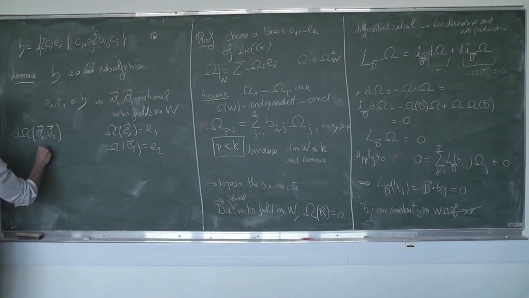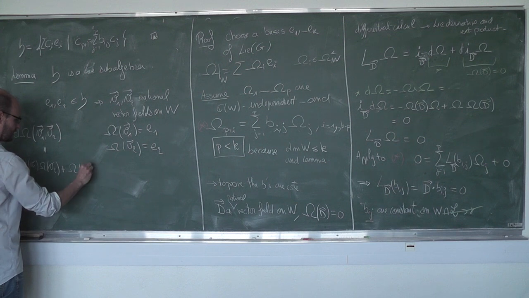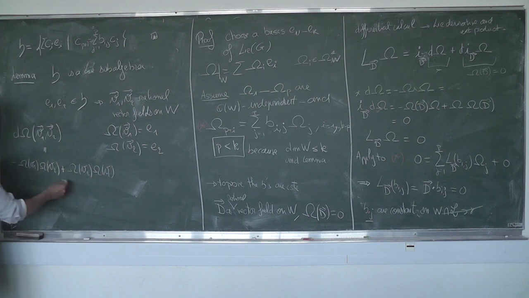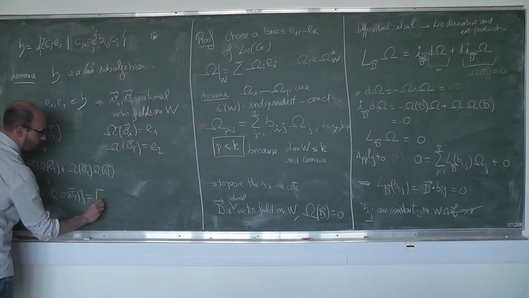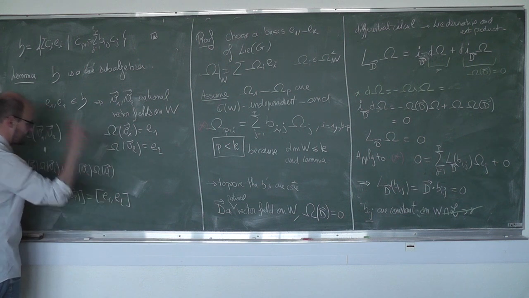And this is d omega, which will be omega of V1, omega of V2, or maybe there's a minus here, plus omega of V2, omega of V1, which is exactly the Lie bracket. Okay, this is the Lie bracket of omega minus the Lie bracket of omega of V1, omega of V2, which is the vector we want to understand.